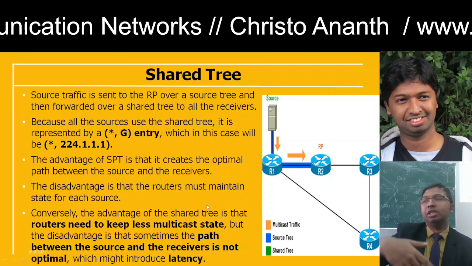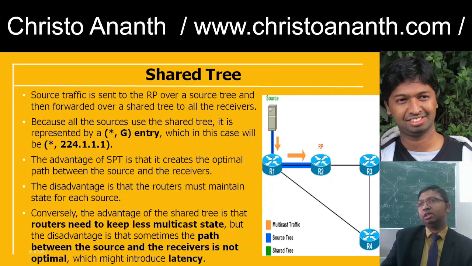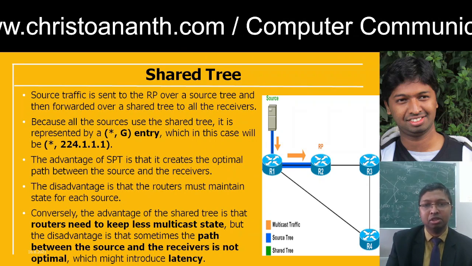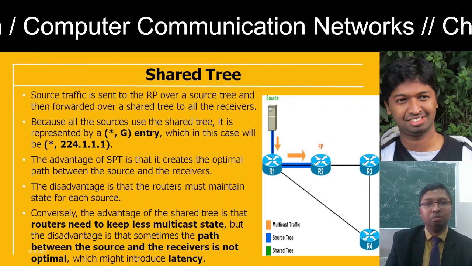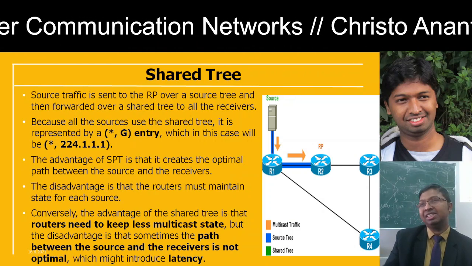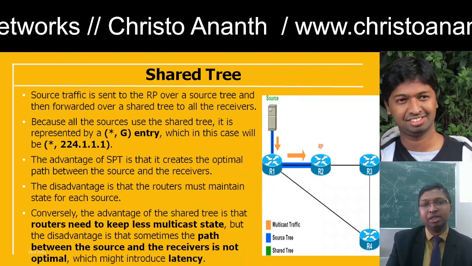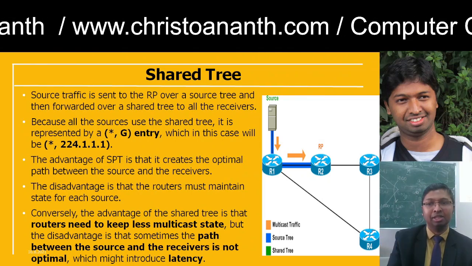So the source traffic is being sent to the rendezvous point across the source tree, and it is being forwarded across the shared tree to all the users. Here it will have a (*,G) entry like 224.1.1.1. The advantage is that it creates an optimal path between the source and the receiver, but the disadvantage is that the router must maintain the same state for each of the sources. That is the main problem.